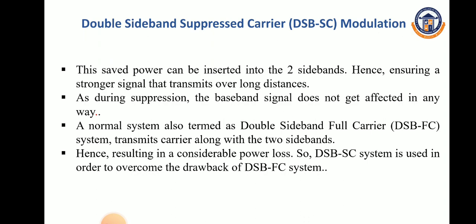A normal system is also termed as a double sideband full carrier. That is, if you see the signal, it will have full carrier power along with the two sidebands. What it results in is power loss. If you want to avoid this power loss, you should use a suppressed carrier. So for overcoming this drawback, we use the double sideband suppressed carrier system.